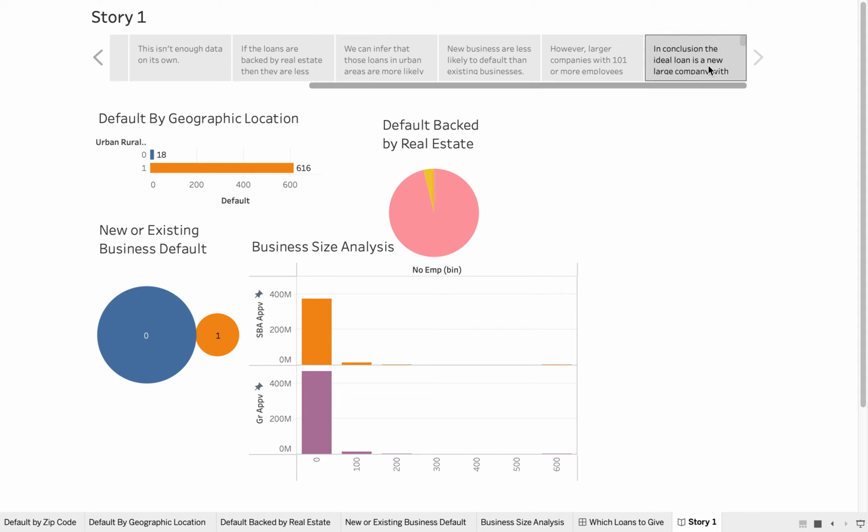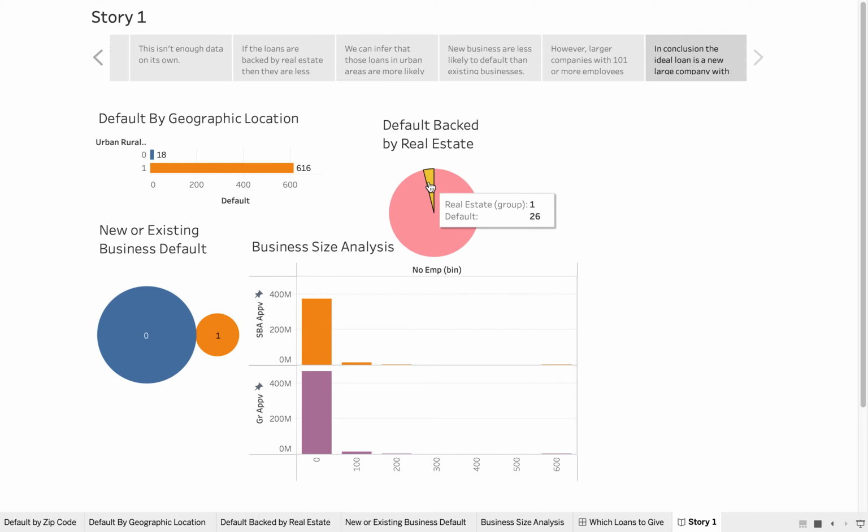In conclusion, the ideal loan is a new large company with more than 100 employees in an urban area that has the real estate to back their loan. And this should be rolled out in an agile approach in order to be able to make these decisions on a case-by-case basis. Obviously, those parameters are going to be super hard to find, although they are less likely to be defaulted on.